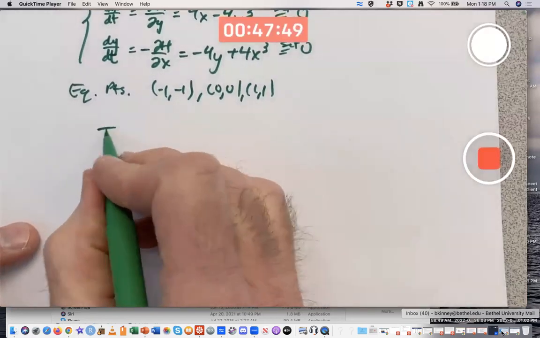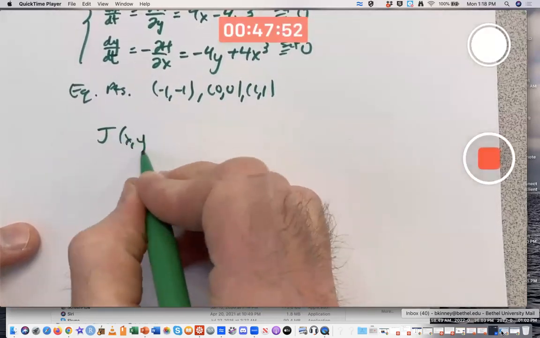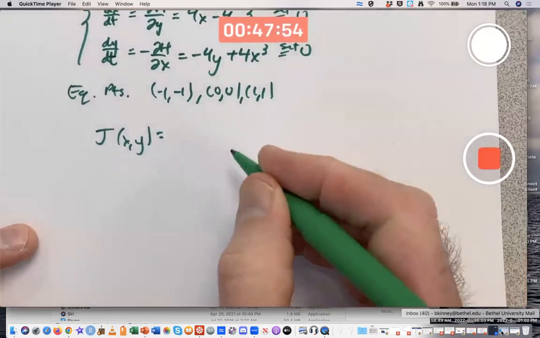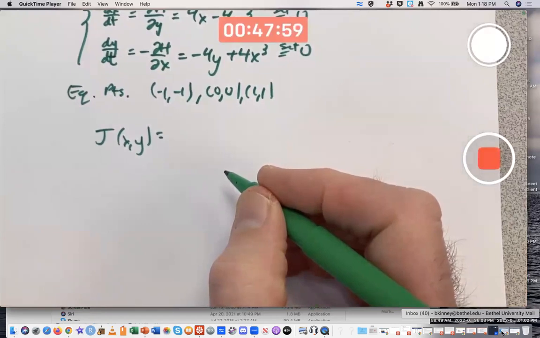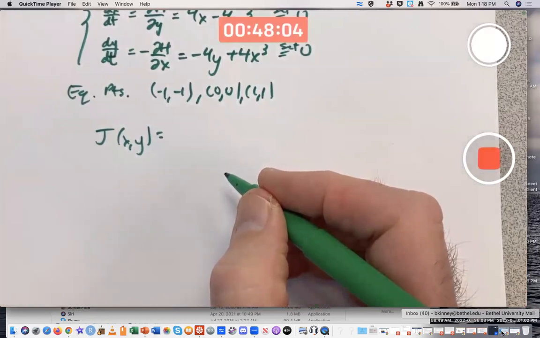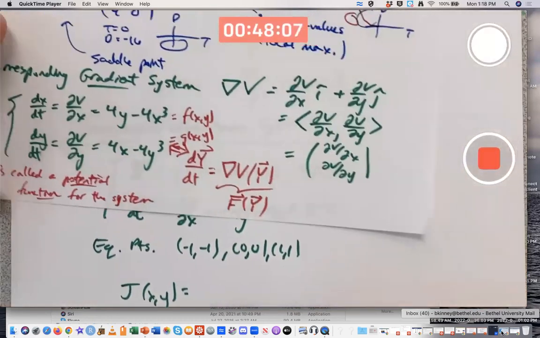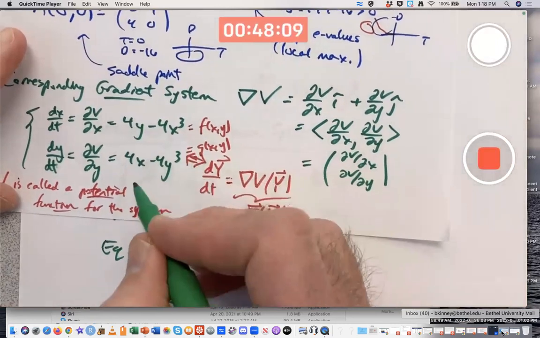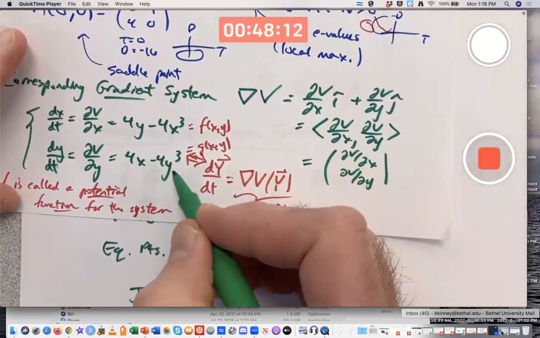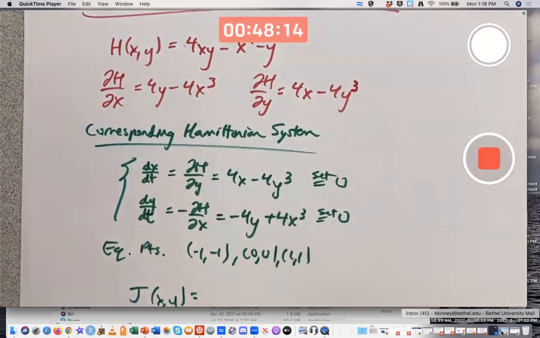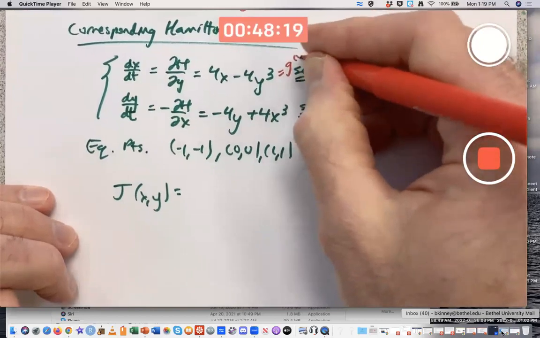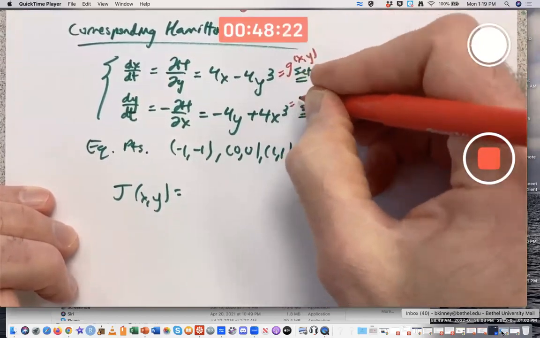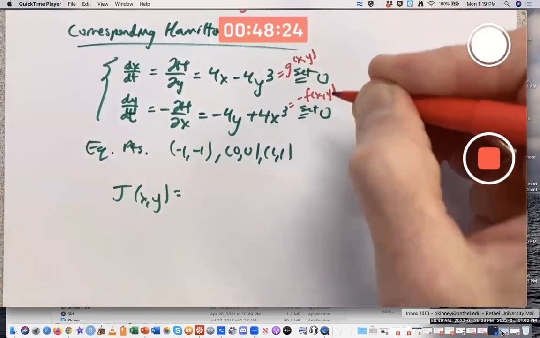The Jacobian matrix for this example. Maybe I should use the same F and G notation as before. What I'm about to do is a little weird, but this was F before, this was G. Maybe I should be consistent here. If I am consistent, this becomes G of x,y, and this becomes negative F of x,y, just to be consistent with the gradient system.